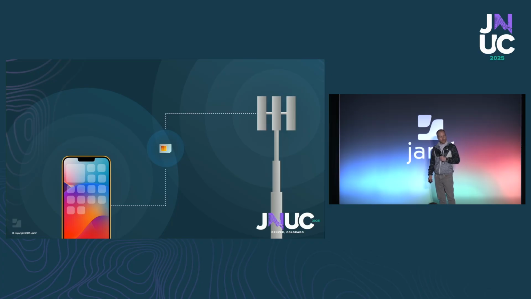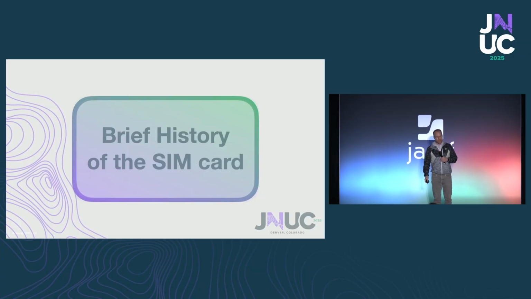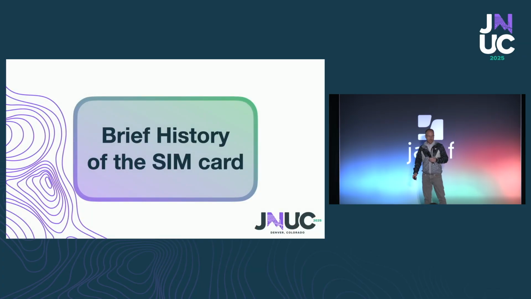But the primary focus for the SIM card is really to decrypt the carrier network for you, so you can get onto the network, to identify the subscriber to the network, right? We get you the right rate plan, all of that sort of stuff. And of course, you've got a device, so we want to identify that device as well. The SIM card helps to make sure that you as a subscriber and your device are properly authenticated and ready to go as far as the network is concerned. So let's also take a quick look at the history of the SIM card and see where we've come and where this plays into eSIM.